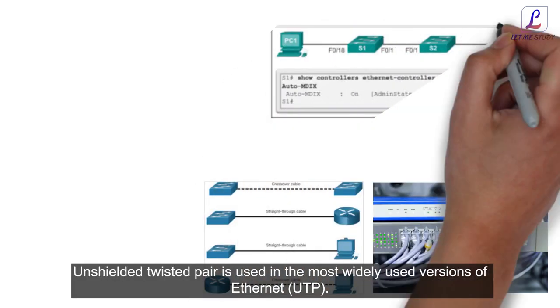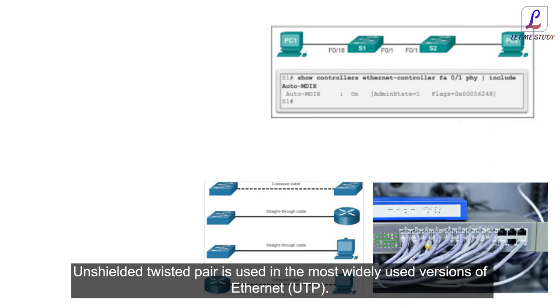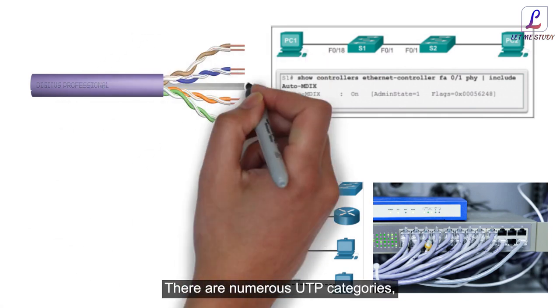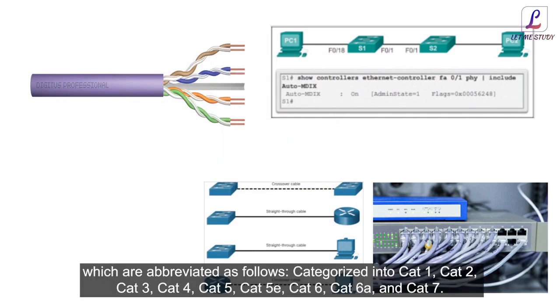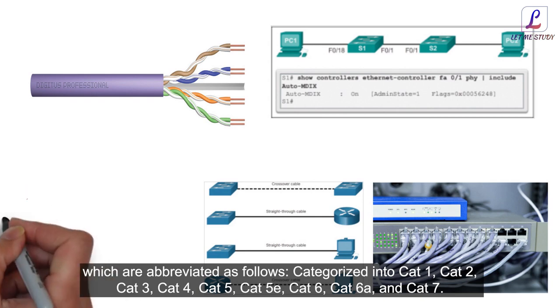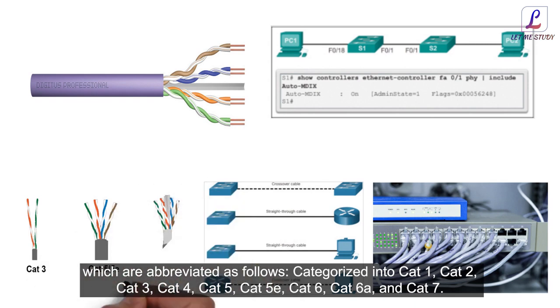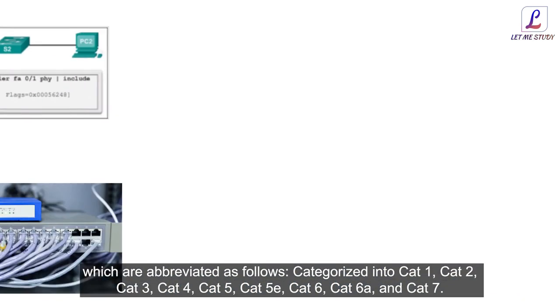Unshielded twisted pair, UTP, is used in the most widely used versions of Ethernet. There are numerous UTP categories, which are abbreviated as follows: CAT 1, CAT 2, CAT 3, CAT 4, CAT 5, CAT 5E, CAT 6, CAT 6A, and CAT 7.